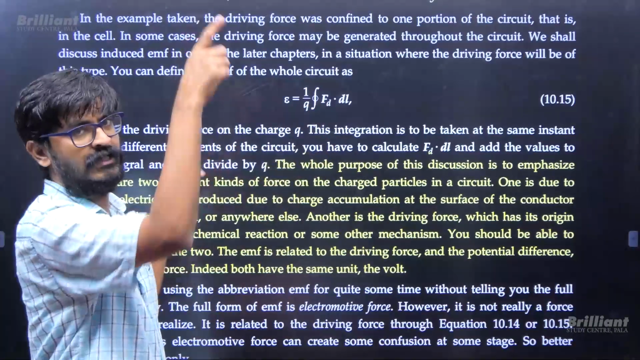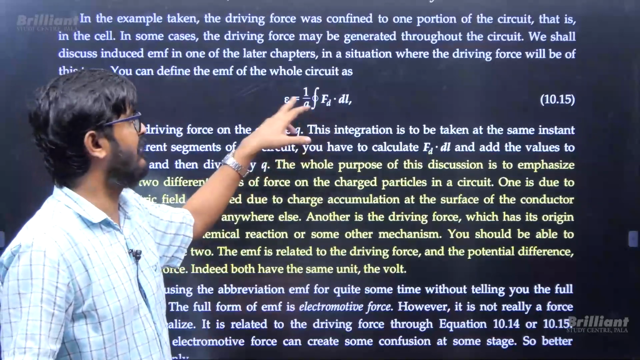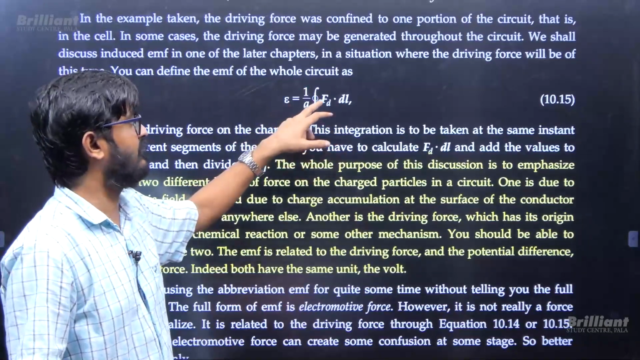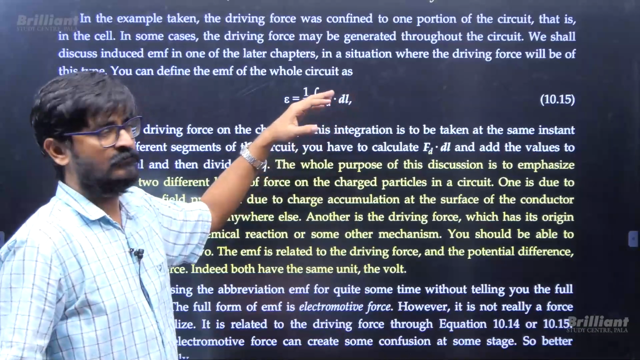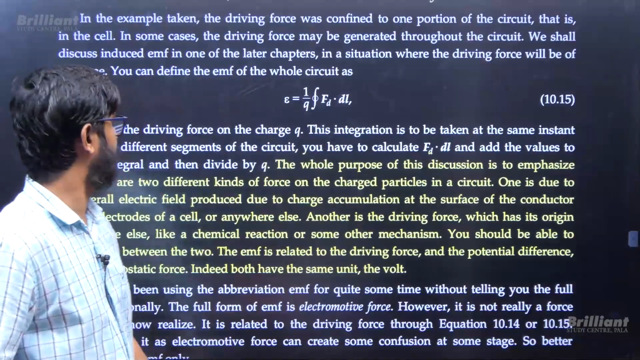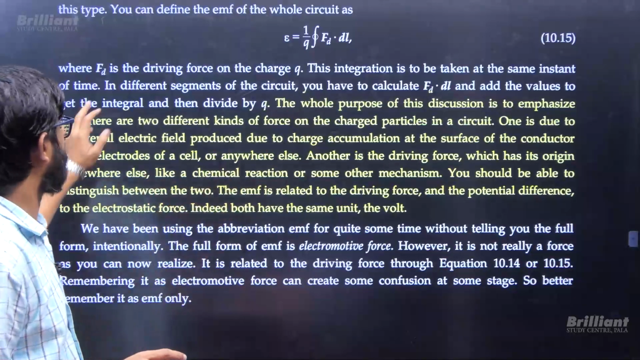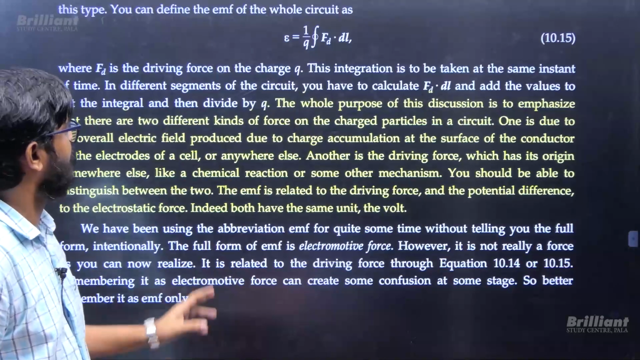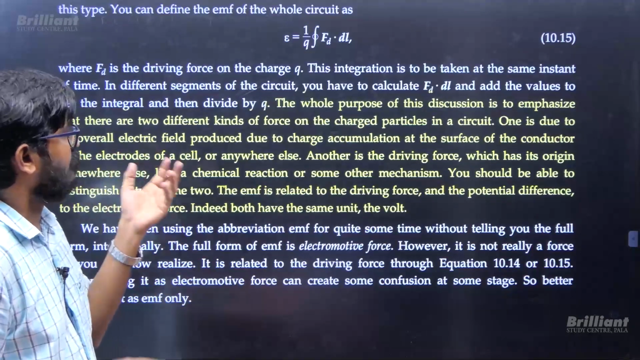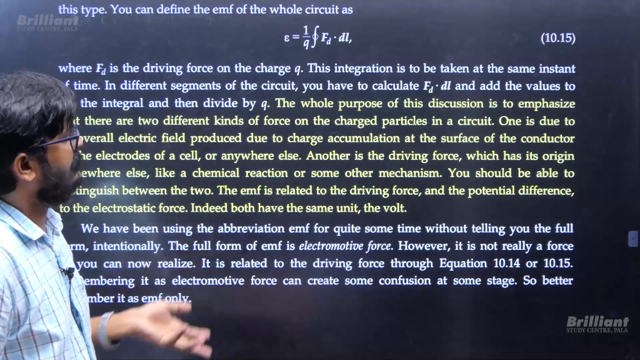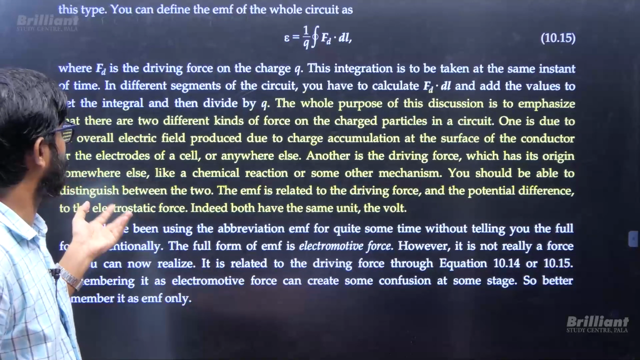Now, when it is continuously happening for the overall loop, we will define EMF for the overall loop as 1 by Q into the work done per unit charge for a closed loop. This integration is to be taken at the same instant of time. If in different segments of the circuit you have different forces, you have to calculate the integral of F_d dot dl and add the values, and divide by Q.